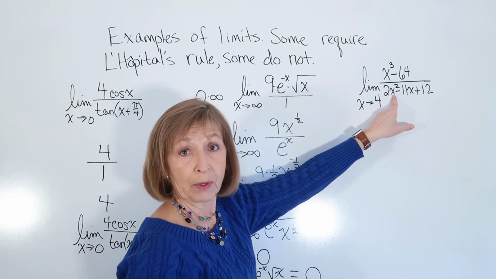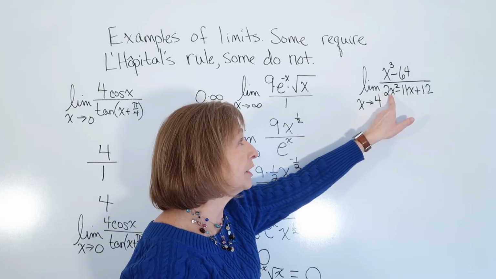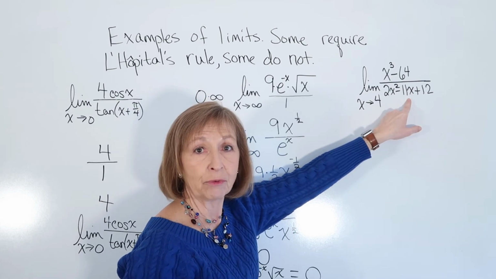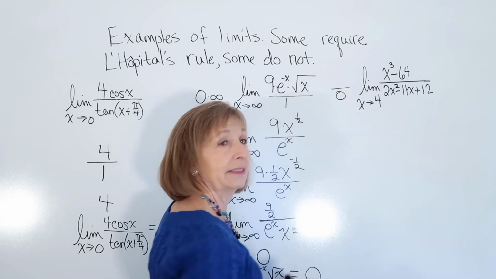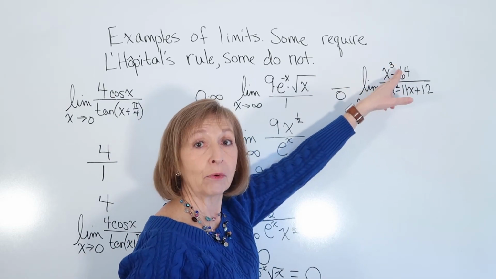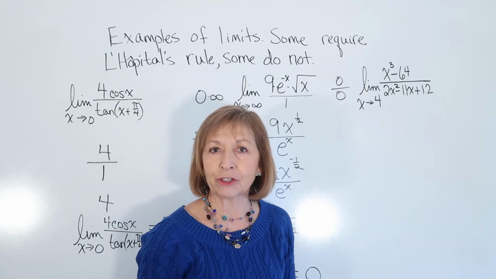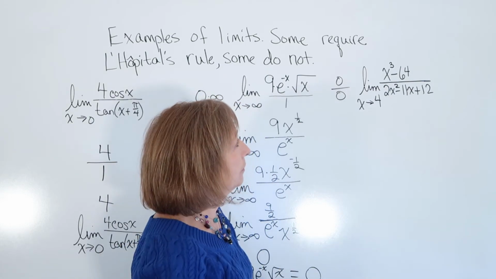So 4 squared, using your order of operations. So 4 squared is 16 times 2 is 32. Subtract, well, 4 times 11 is 44. That's negative 12 plus 12. That gives me a 0 in the denominator. In the numerator, I have 4 cubed, which is 64, minus 64 is 0 in the numerator. I have an indeterminate form that I can then apply L'Hopital's rule to.